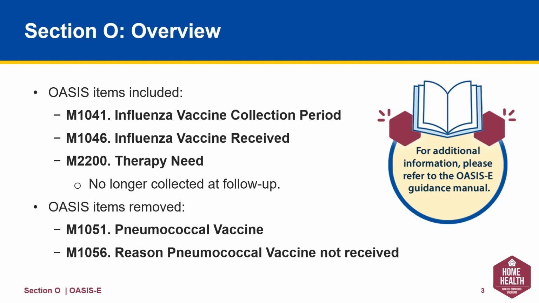The existing OASIS items included in Section O are M1041 Influenza Vaccine Collection Period, M1046 Influenza Vaccine Received, and M2200 Therapy Need, which is no longer collected at the follow-up time point. The OASIS items removed are M1051 pneumococcal vaccine and M1056 reason pneumococcal vaccine not received.